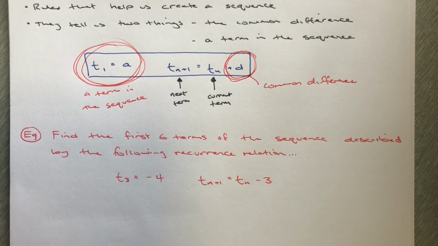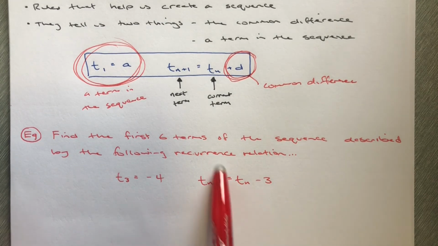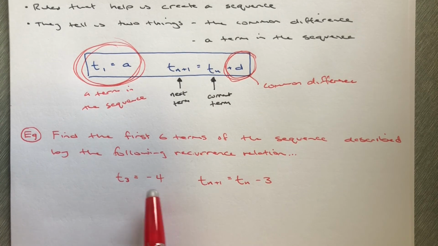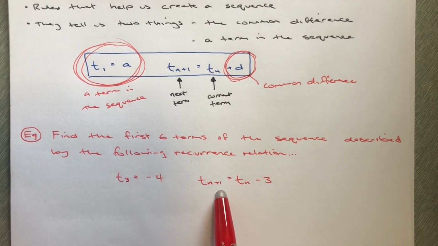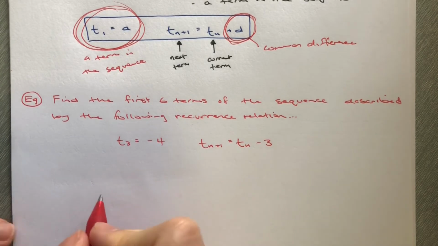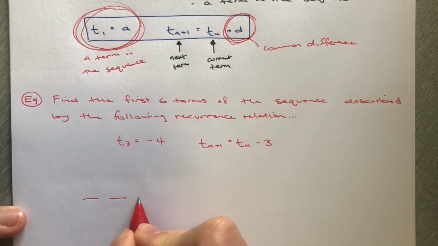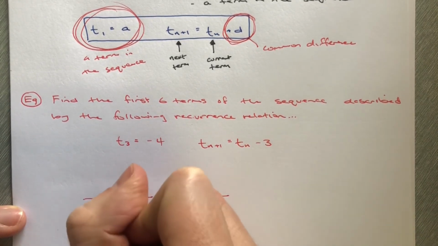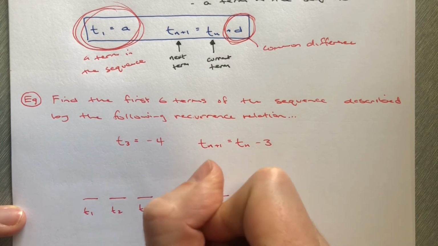So it says find the first 6 terms of the sequence described by the following recurrence relation. So this is the recurrence relation, and it's telling us that the third term is minus 4, and this bit's saying that the next term is equal to the current term minus 3. We need to start with this though. Now what I might do is I want to find the first 6 terms, yeah? So I'm going to actually show my 6 spots. So that's going to be my first term, second term, third term, fourth term, fifth term, and sixth term. And I'll actually label them as well. That's T1, that's T2, etc.